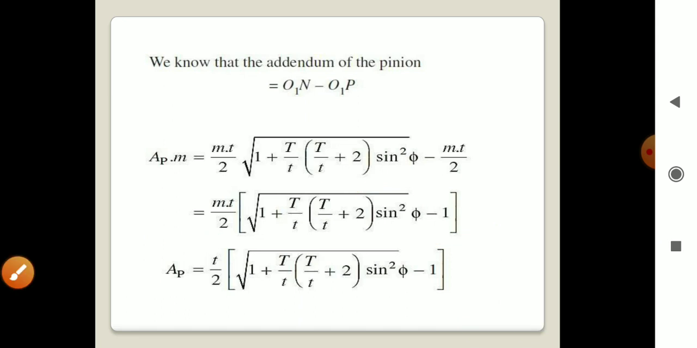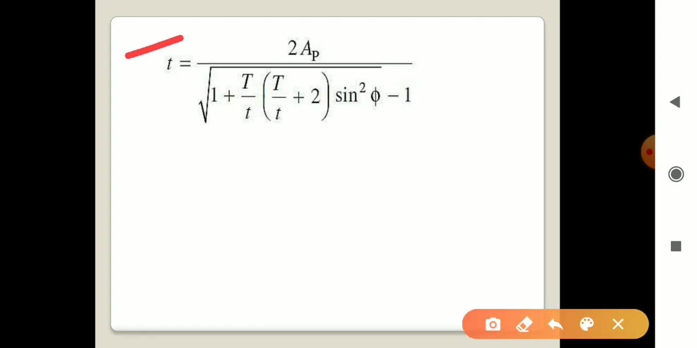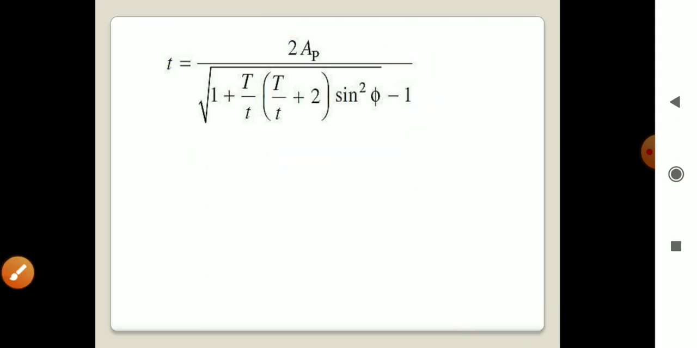Now rearrange the terms. We get small t is equal to 2 times AP divided by under root 1 plus capital T divided by small t into bracket capital T divided by small t plus 2 into sine square of phi, minus 1. Now this small t is the number of teeth on the pinion. To avoid the interference, this is the limiting condition. So small t is equal to 2 times AP divided by under root, this whole term.